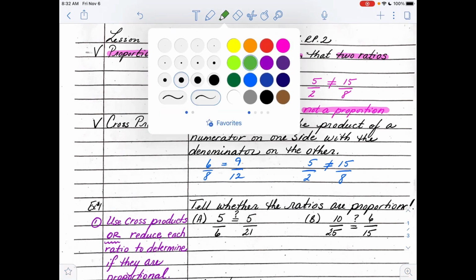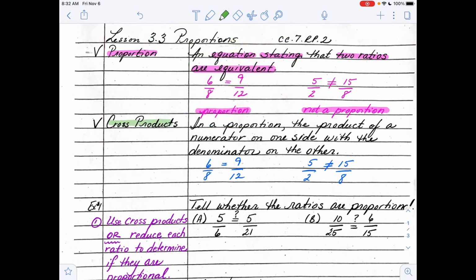But now let's go ahead and look at cross products. Cross, like diagonals. Products, meaning the answer to a multiplication problem. We're going to be multiplying our diagonals. What this says is, in a proportion, if they really are equal to each other, when I multiply the numerator on one side with the denominator on the other, the products will be equal. So let's look at the one I gave you up above. I already told you it was a proportion, but let's see why.